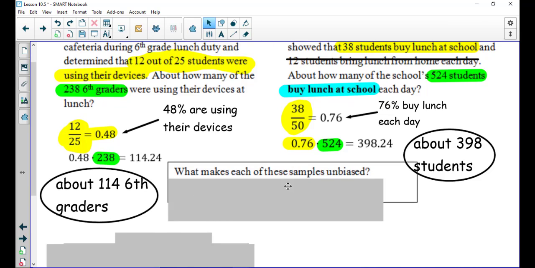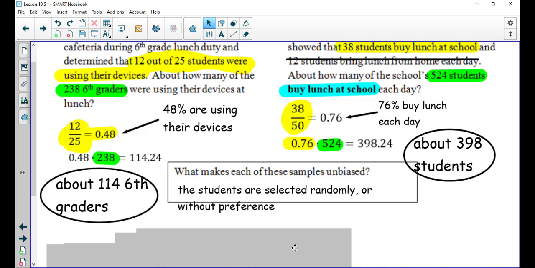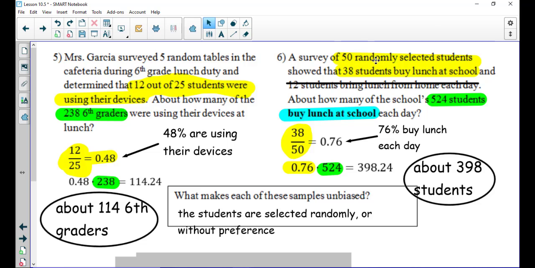Now, one of the questions I asked was, what makes each of these samples unbiased? That phrase, randomly selected, or selecting them without preference. Again, in number 6, we say we randomly selected these students. In number 5, randomly selecting some tables in the cafeteria. What might be better is polling one student from each table, for example. But again, just choosing this sample randomly or without preference is key to those samples being unbiased, which remember is a good sample.